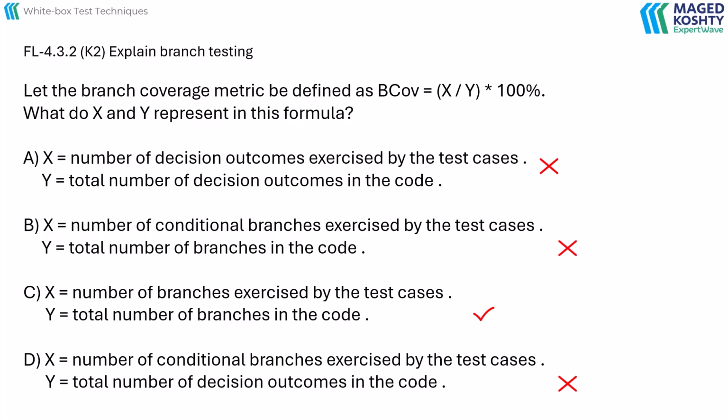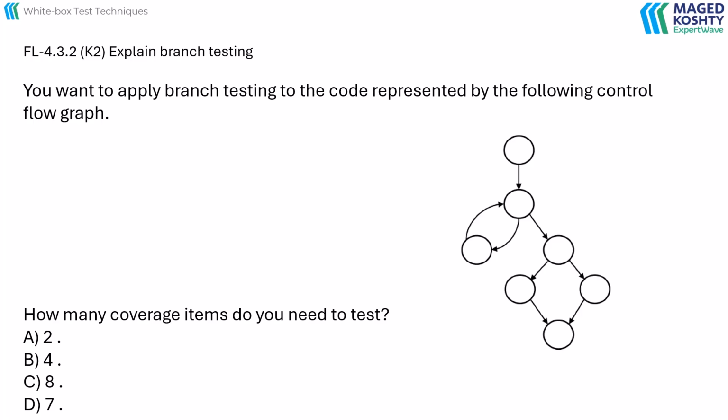Fourth question. You want to apply branch testing to the code represented by the following control flow graph. How many coverage items do you need to test? Well, this question is new to me. The syllabus didn't mention the edges anywhere.